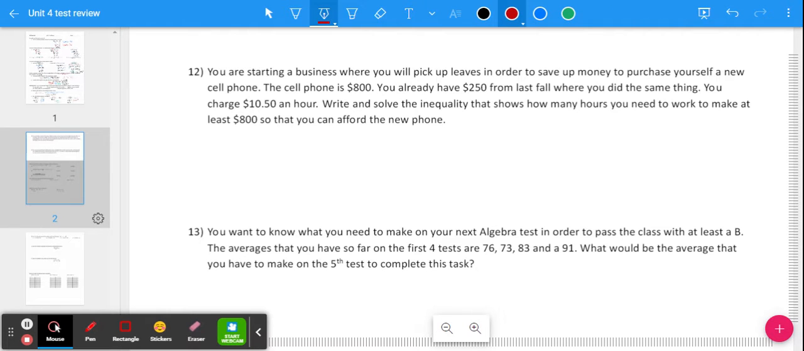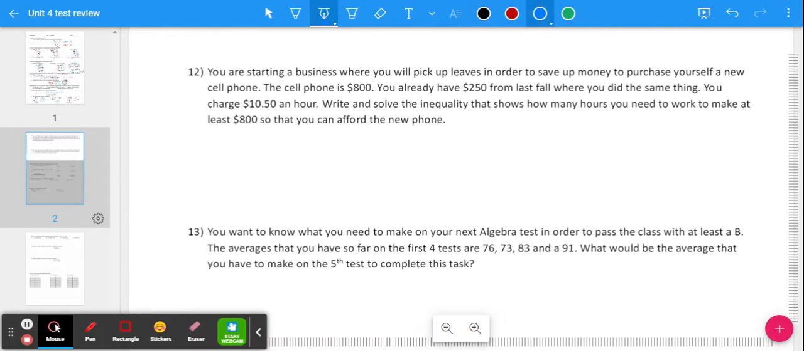Moving on to the next page. You are starting a business where you will pick up leaves in order to save money to purchase yourself a new cell phone. The cell phone is $800. You already have $250 from last fall where you did the same thing. You charged $10.50 an hour. Write and solve an inequality that shows how many hours you need to work to make at least $800 so that you can afford the new phone.